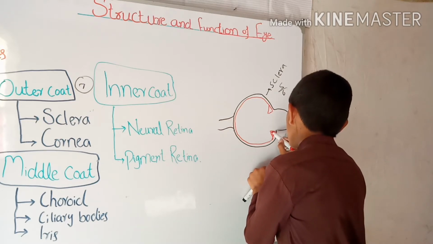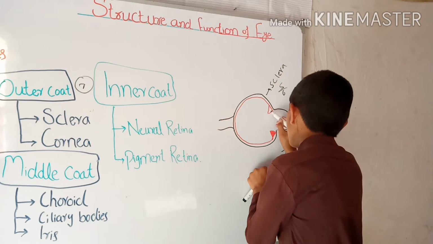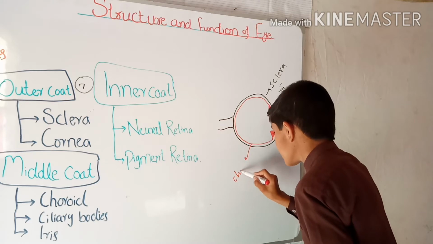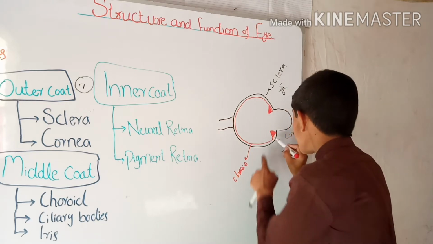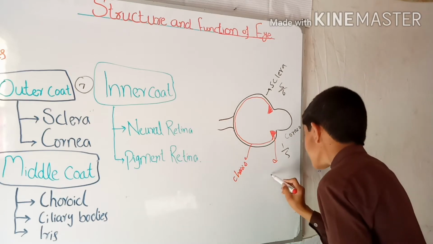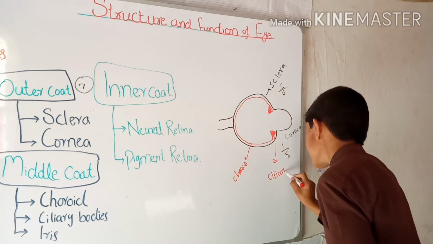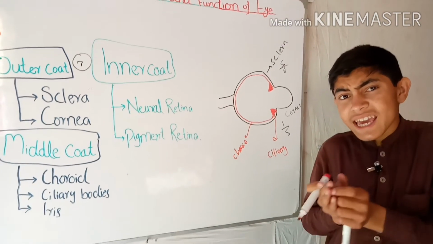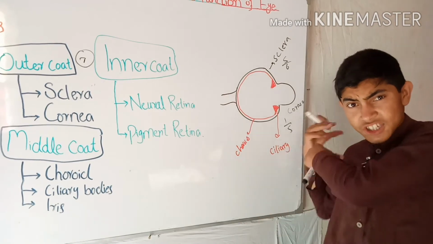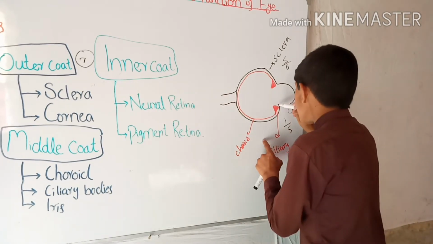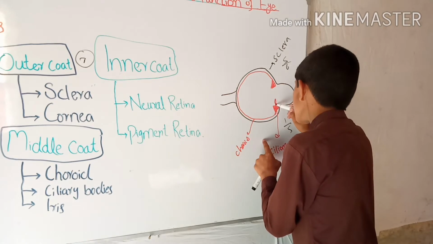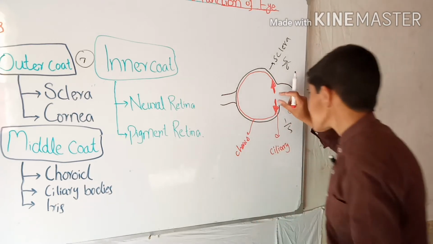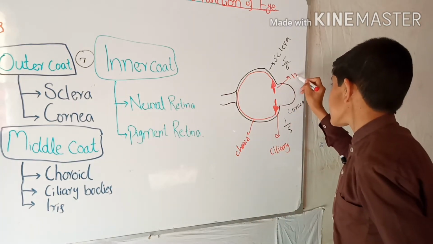Okay, this was the choroid. This part is called the ciliary bodies. And now from these ciliary bodies there is a diaphragm which extends from the ciliary bodies. You can see this structure here. This is called the iris.